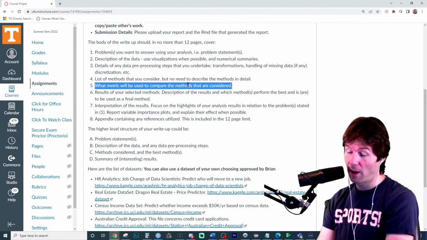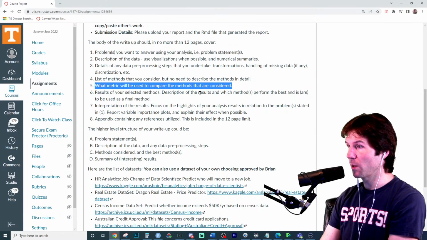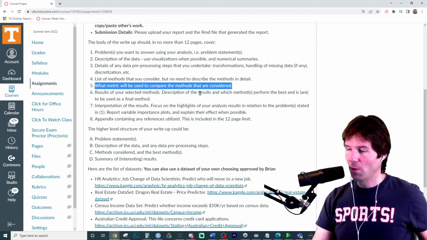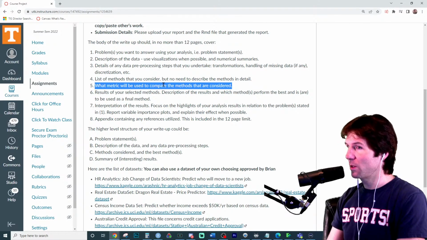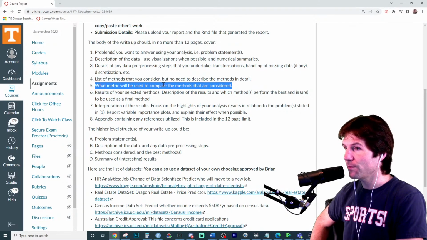What metric will be used to compare them? Does anyone right here, 474, know some metrics to compare models? What are some metrics we can use to compare models? That needs to be heavily considered. So with what metrics will be used? What are some metrics to compare models?